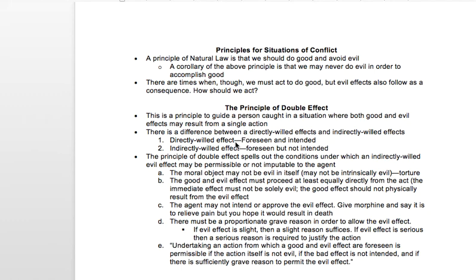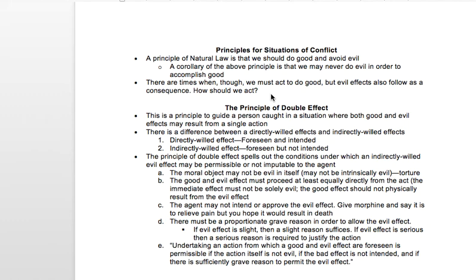Right? So again, we have to do good and avoid evil. Another way of saying that is never do evil in order to accomplish good. Now, there are times, though, we have to act and we have to do good, but evil effects also follow as a consequence. So, in those cases, how should we act? One of the ways we address a situation like that is with the principle of double effect.